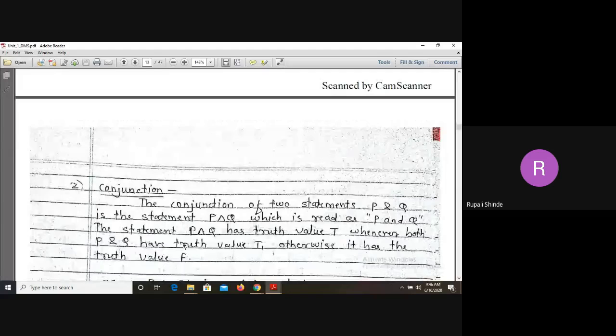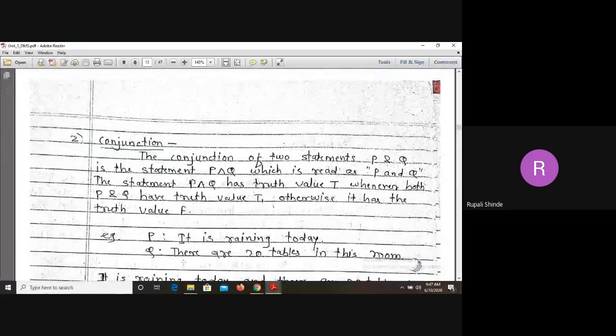Now next one is conjunction, that is, the second connective is conjunction. The conjunction of 2 statements P and Q is written as P, this symbol for conjunction, Q, which is read as P and Q. And this statement P and Q has the truth value T whenever both P and Q have the truth value T. Otherwise, it has truth value false. So if there are 2 different statements, P and Q, then the conjunction of P and Q will have truth value T if and only if both P and Q have their truth values T. Otherwise, it is false.